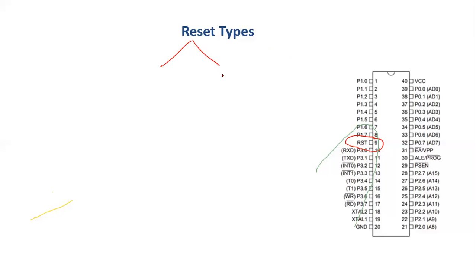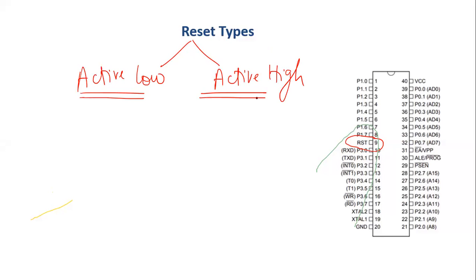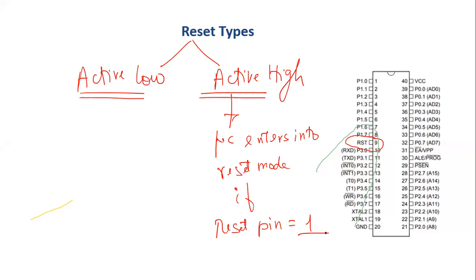So there are two types of resets. One is an active high reset. The other one is an active low reset. Active high reset means the microcontroller enters into reset mode if you make the reset pin logic high. If you make the reset pin logic 0, the microcontroller comes out of reset.